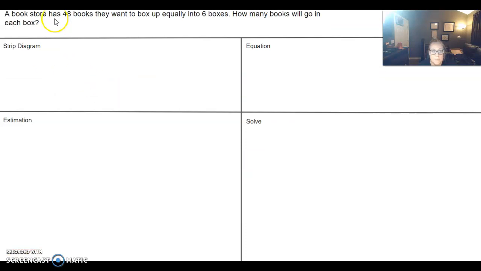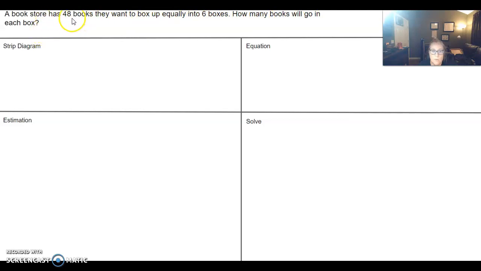Our next problem says a bookstore has 48 books they want to box up equally into 6 boxes. How many books will go in each box? So that was the first time. Well, let's read it the second time. A bookstore has 48 books they want to box up equally into 6 boxes. How many books will go in each box?